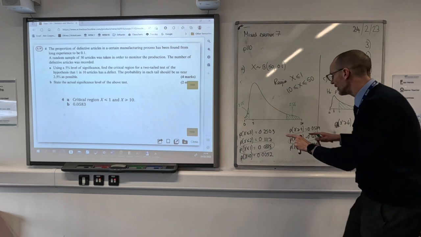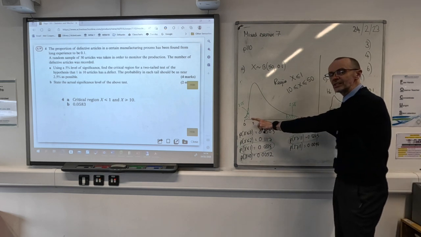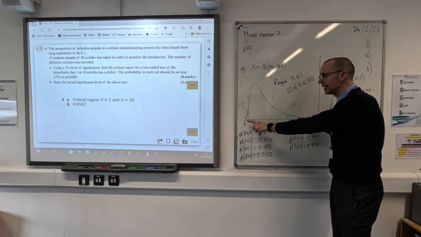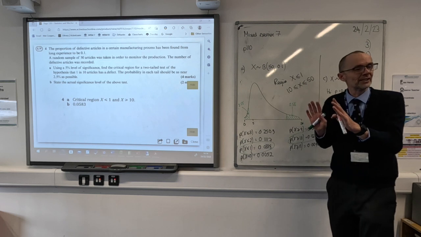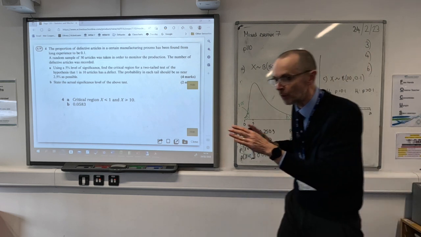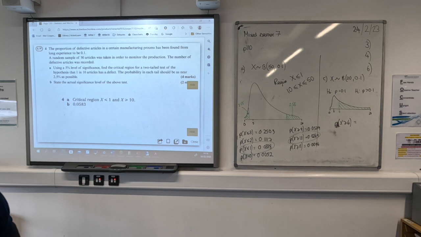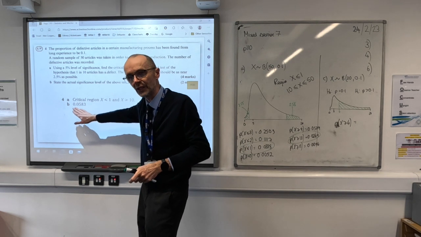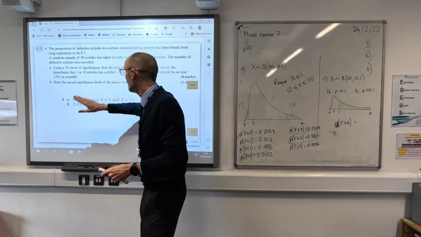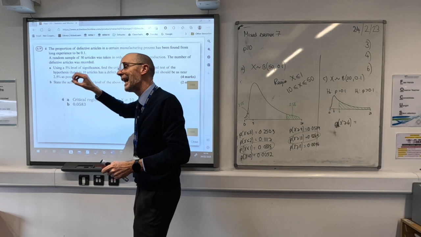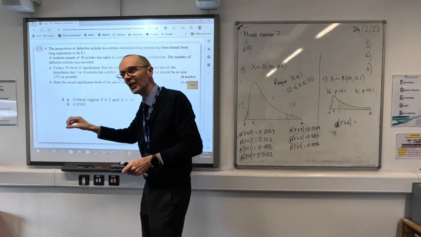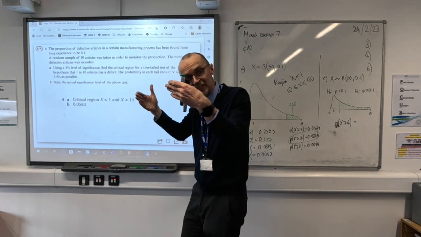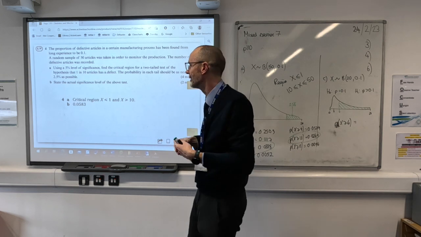What we're saying is that probabilities in this region, we're going to say, right, something must have changed. But actually, it may not have changed. It may just be really, really unlikely. So when it says, state the probability of incorrectly rejecting the null hypothesis, that's the same answer. It's the same as saying, what's the actual significance level? So the actual significance level and the probability of incorrectly rejecting H0, they are the same thing.